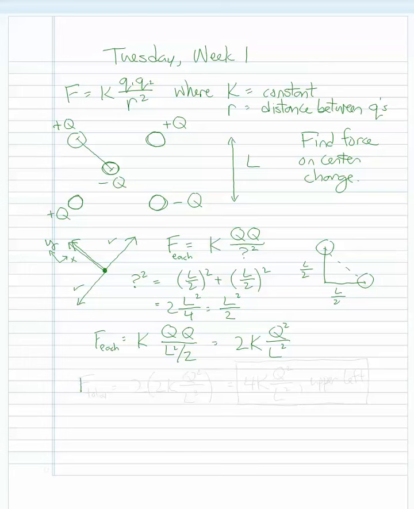And so the net force is just equal to 2 times 2kq squared over L squared, which is 4kq squared over L squared towards the upper left. And that's the answer.